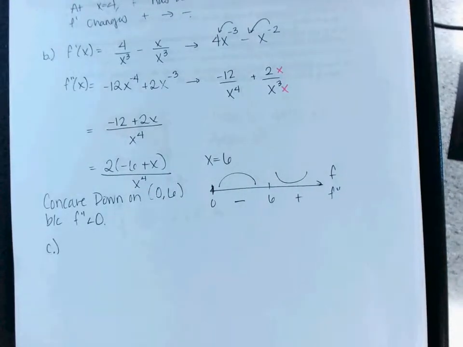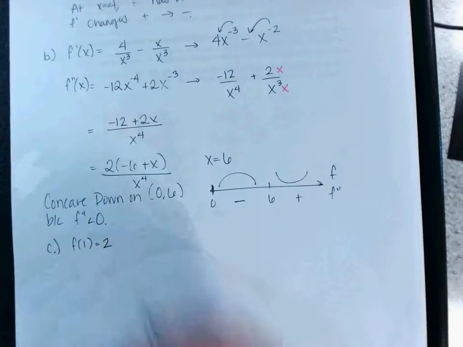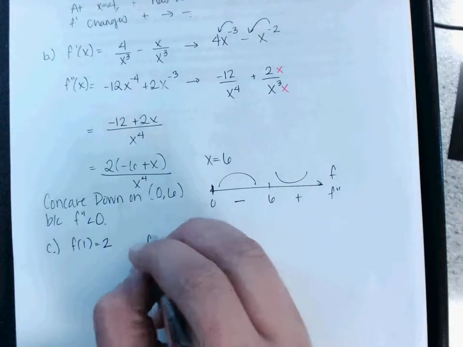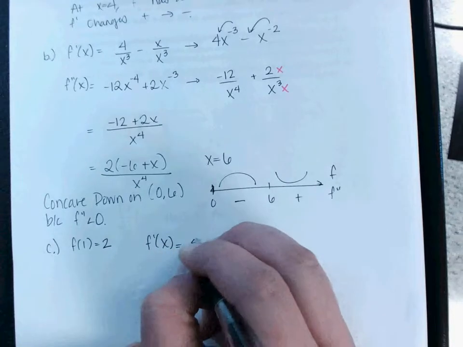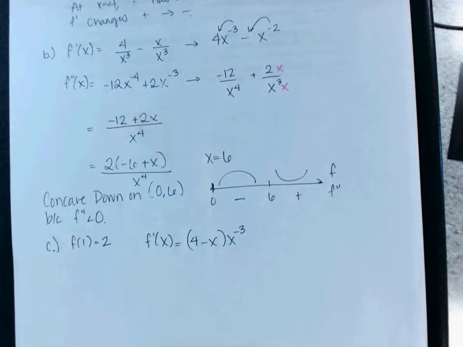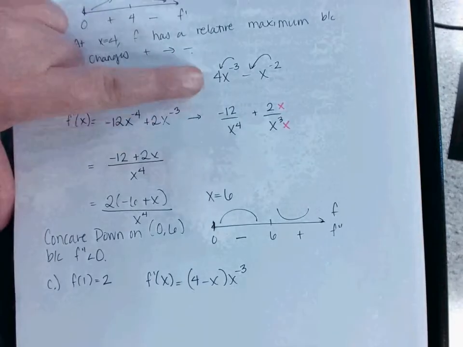Alright, last part, part C. Part C says, given that f of 1 is 2, determine the function f. So I want you to think about, we have f prime, it was 4 minus x times x to the negative 3. They want us to find f. Is that a derivative or an integral? An integral. Now, if you were in BC, they learned integration by parts. You're not.